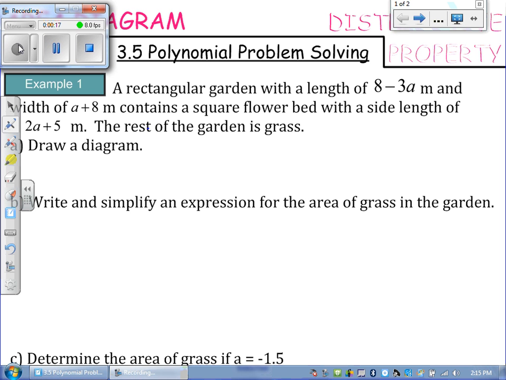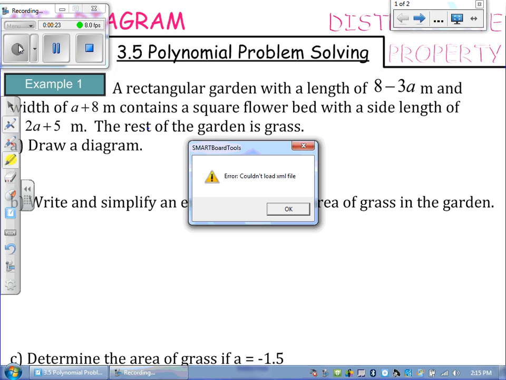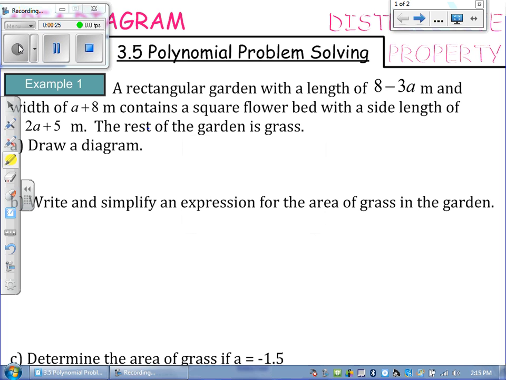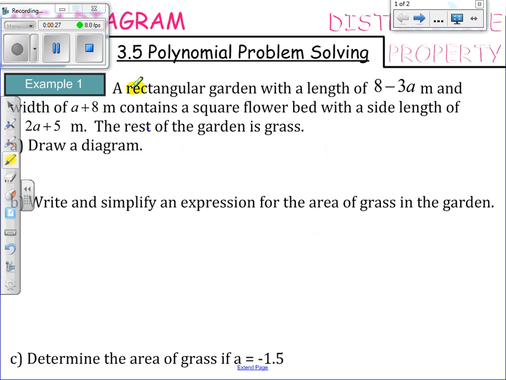What you want to do is pick out key pieces of information. A key part of this question is that you have a rectangular garden, so that you can actually draw out what the garden would look like. And you have that one side length is 8 minus 3a.